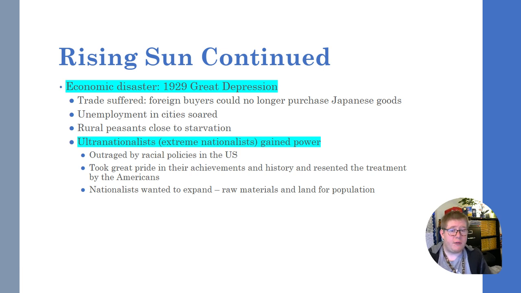They're also further outraged by racial policies in the US that limited those of Asian descent in the United States. You'll talk more about those policies next year when you take US history. They're going to take great pride in their achievements in history and resent the treatment by the Americans. And the nationalists want to expand. They want raw materials and land for their population. Again, consider Japan is an island. That means space is rather limited. And as a result, there's no room to expand.